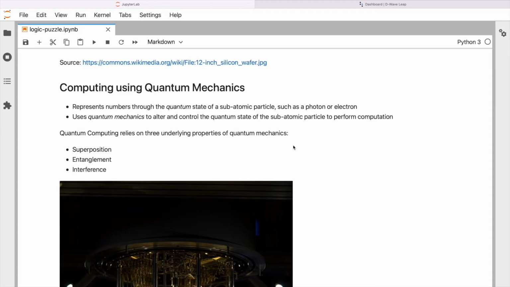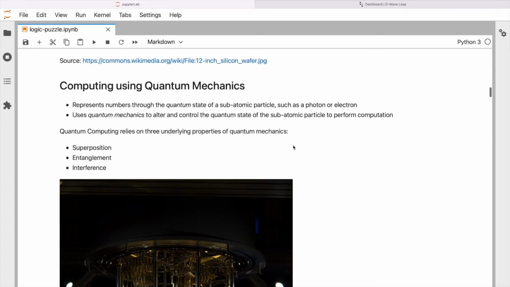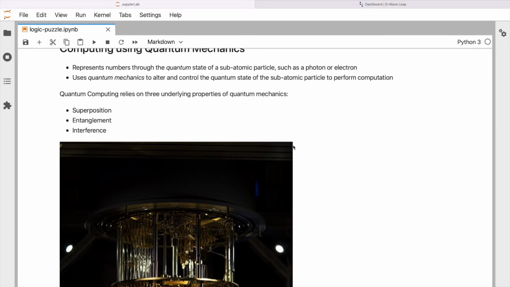In quantum computing, we rely on three core properties of quantum mechanics: superposition, entanglement, and interference. If you're not familiar with those, don't worry about them, but there is plenty of material online for anyone who wants to go deeper.